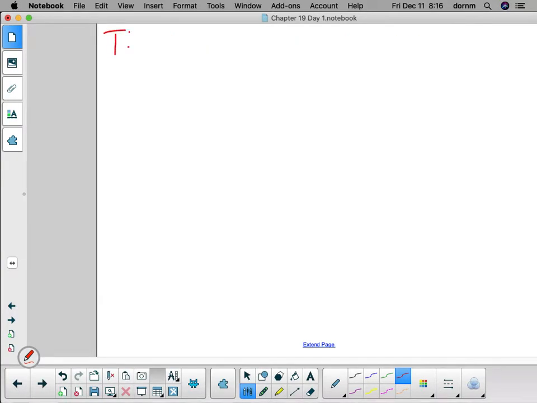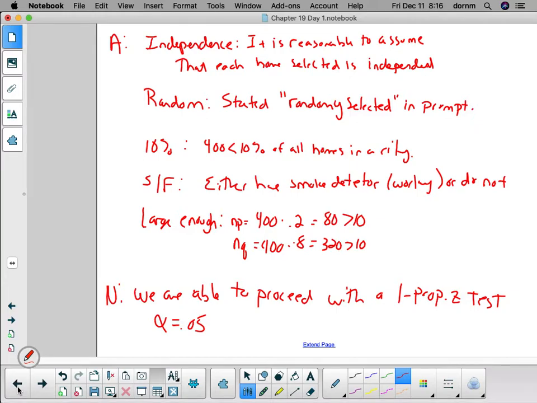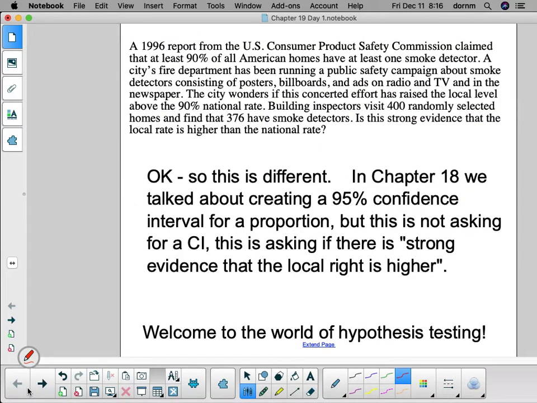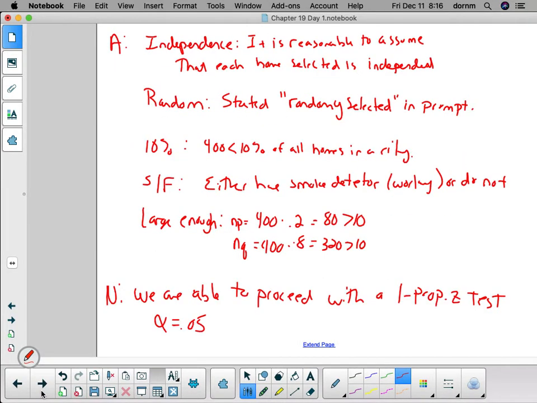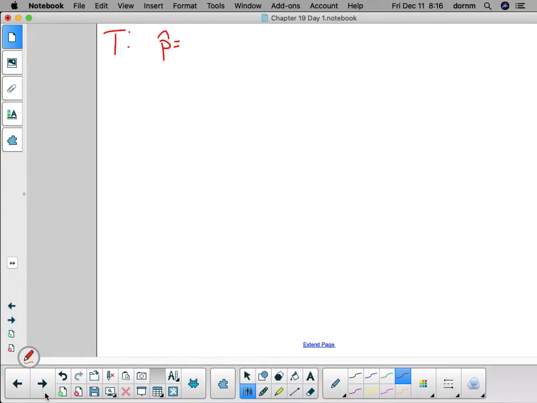Here's where we actually do our calculation. So, the calculator P hat, our P hat was 376 out of 400.